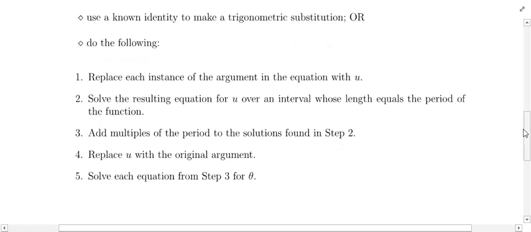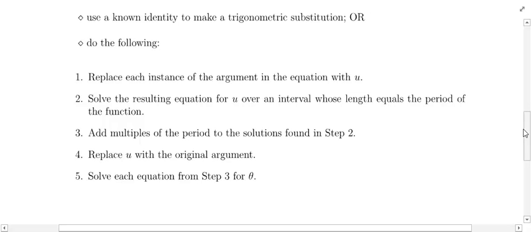You're going to replace each instance of the argument in the equation with u. Then you're going to solve the resulting equation for u over an interval whose length equals the period of the function. Then you're going to add multiples of the period to the solutions found in step 2, replace u with the original argument, and then finally solve each equation from step 3 for theta.